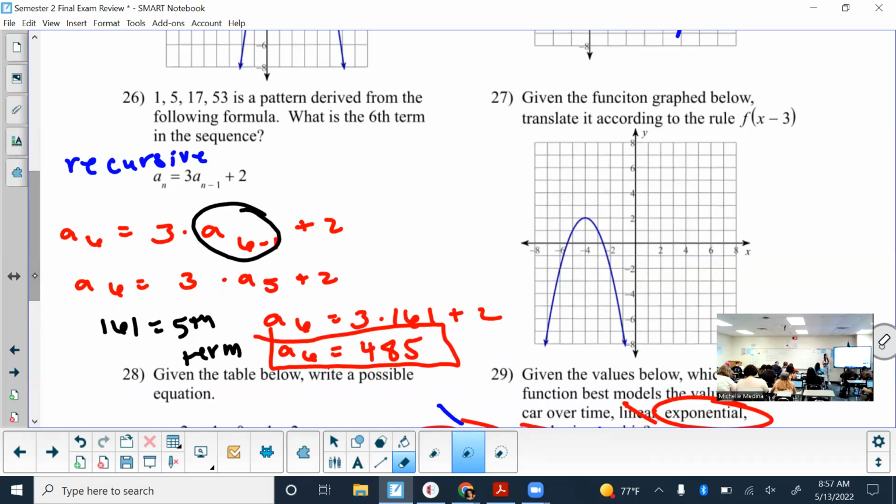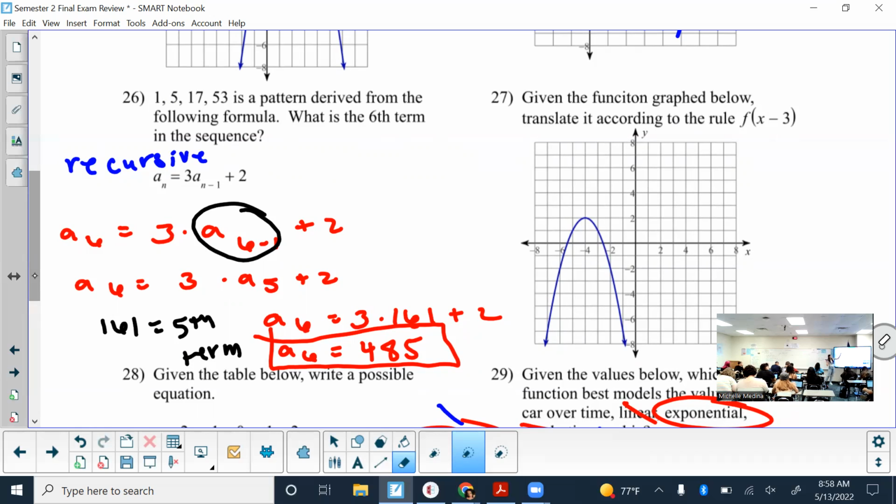So we need to find the 5th term. And if you do that pattern, what's 1 times 3? And then you add 2, what do you get? What's 5 times 3? You add 2, what do you get? Do 17 times 3, what do you get? Get higher. 17 times 3 is 51, and then you add 2, you get 53. So it is a consistent pattern. So find the 5th term.